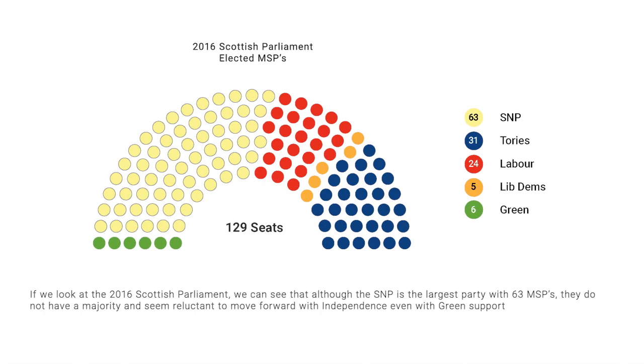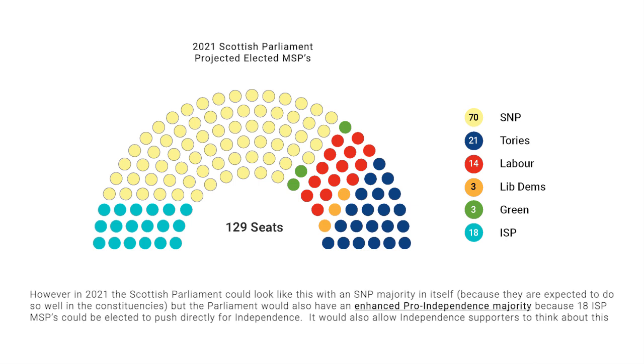If we look at the 2016 Scottish Parliament, we can see that although the SNP is the largest party with 63 MSPs, they do not have a majority and seem reluctant to move forward with independence, even with Green support. However, in 2021 the Scottish Parliament could look like this, with an SNP majority in itself, because they're expected to do so well in the constituencies. But the Parliament would also have an enhanced pro-independence majority because 18 ISP MSPs would be elected to push directly for independence.